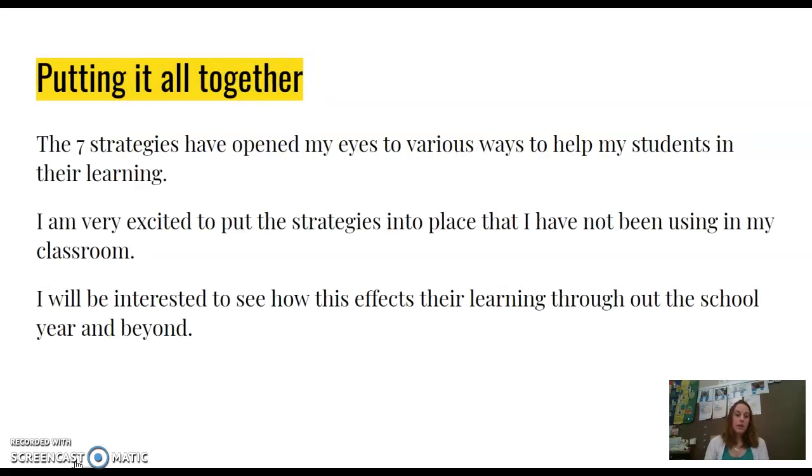And putting it all together, the 7 strategies have opened my eyes to various ways that I can help my students in their learning more than I thought about before. I'm excited to see this go into place in my classroom in the next couple of weeks, and I'm excited to see how it affects their learning throughout the school year and beyond.